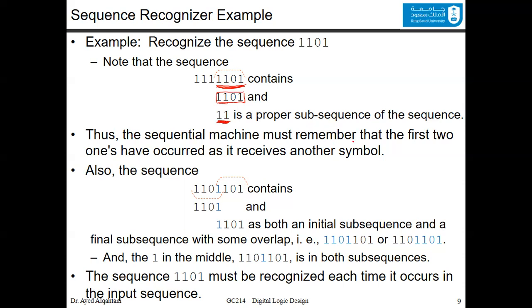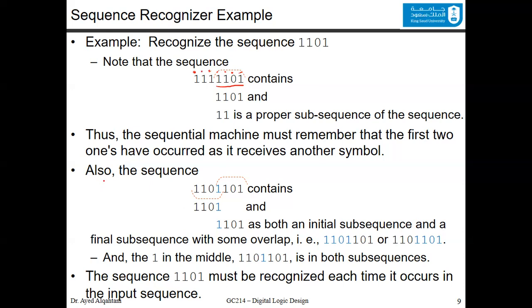Thus, the sequential machine must remember that the first 2 1s have occurred as it receives another sample. This tells us that in this sequence, we will start having bits from the most significant bit position. So you will get the first 1 here, and then you will get the other one, and probably you think we are starting the sequence, but since you will get another 1 after that, which is not 0, then it's not the sequence. You cross it, and you keep trying. You get the most significant bit first, and then the next bit, the next bit, and the sequence recognizer, after it has the last 4 bits, will tell you that the sequence has happened, and it will generate logic 1 in the output to tell you that the sequence happened.